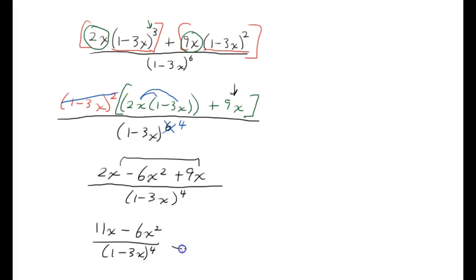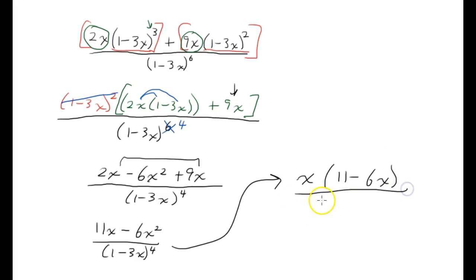And I am going to move this up over here now because I'm running out of room. And 11x minus 6x squared, well, let's factor out an x just to see what happens. Let's see if we have anything that we can cancel out. So we have x times 11 minus 6x. It doesn't look like we can cancel anything out, so we can leave it there.